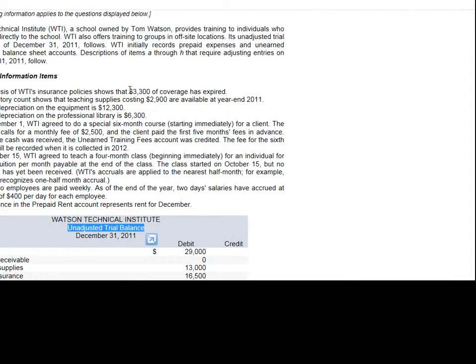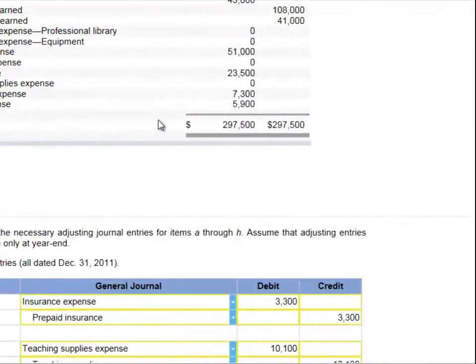A, an analysis of the insurance policy shows that $3,300 of coverage has expired. The good news is that's the entry we need. $3,300 has expired. It was originally in prepaid insurance, and now it's been used. So we debit insurance expense to use it up, and we credit prepaid insurance to reduce that amount.